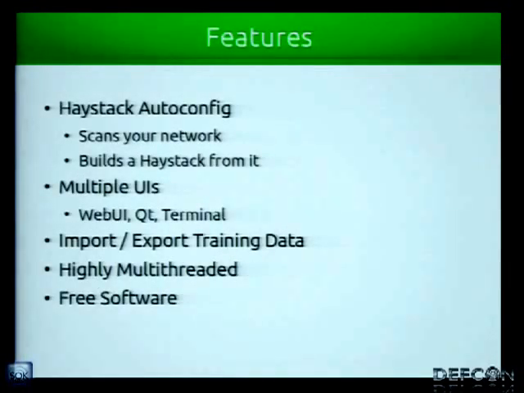So some other features that we have of the software: we have a Haystack auto config utility, which is really cool, though it's super alpha right now because we're just finishing it. You scan your network, press the auto config button, it'll Nmap your network, figure out what's there, and then build you a Haystack on the basis of that, so that you get a Haystack that looks real.